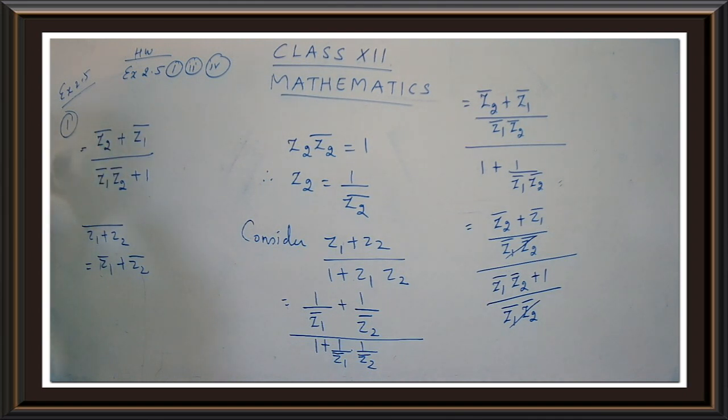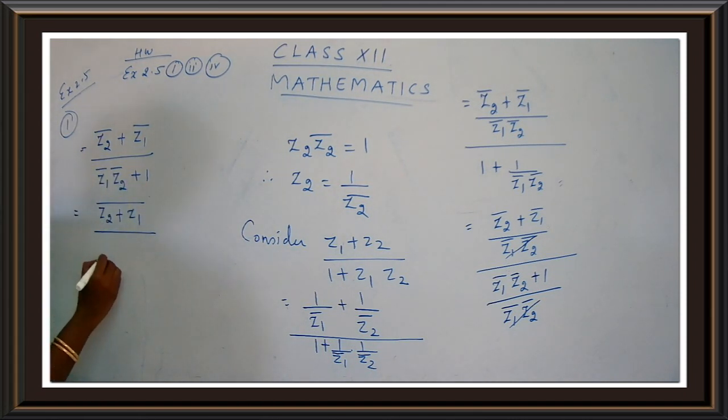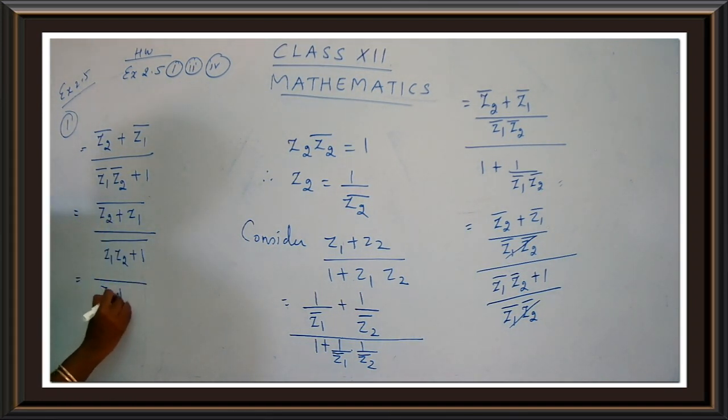So this is equal to conjugate of z2 plus z1 upon, you can put one conjugate sign, no problem, conjugate of z1 z2 plus 1. Okay. So conjugate of z2 plus z1. I can just change the order. So z1 plus z2 upon 1 plus z1 z2, whole conjugate.